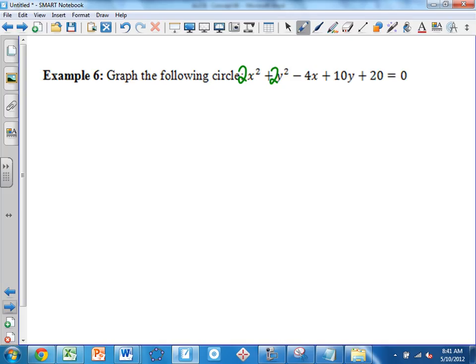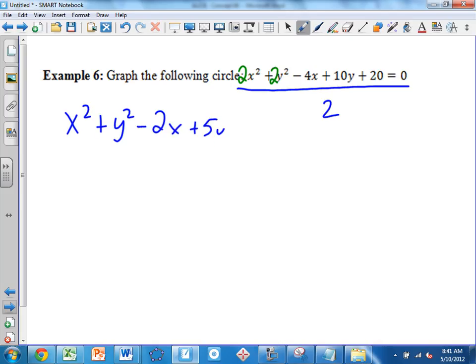So, be careful. If I don't want a 2 in front of those, divide by 2. Divide everything by 2. Focus on this for now, guys.